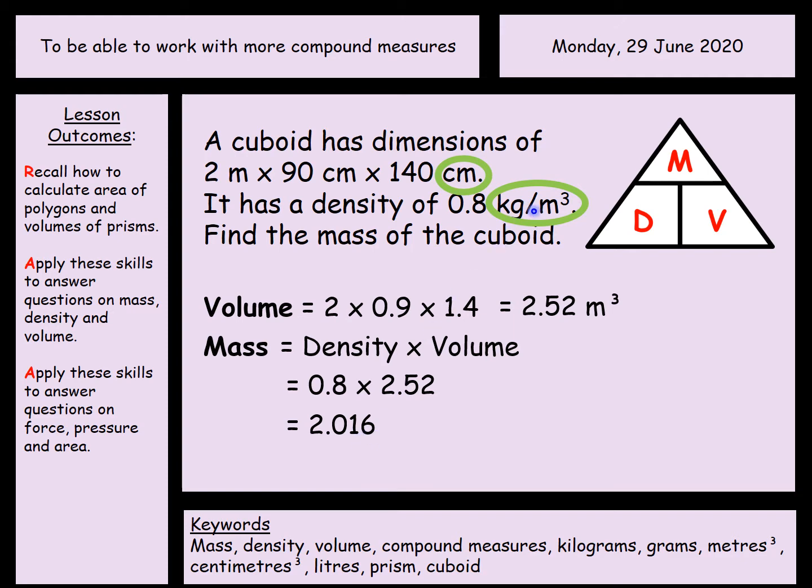And again, let's just compare, think about what we've done. This is now in meters cubed. The density was kilograms per meters cubed, so this value is going to be in kilograms.